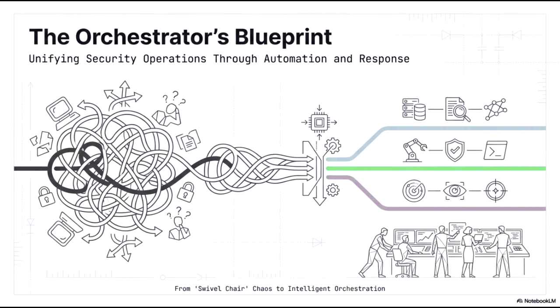Welcome. Today we are looking at the Orchestrator's Blueprint, a strategic framework for unifying security operations through automation and response. As you can see on the left side of the diagram, many organizations currently operate in what we call swivel chair chaos. This represents the tangled, manual, and often overwhelming environment where security analysts must jump between disconnected tools and fragmented data sources. This inefficiency not only slows down response times, but also increases the risk of human error.